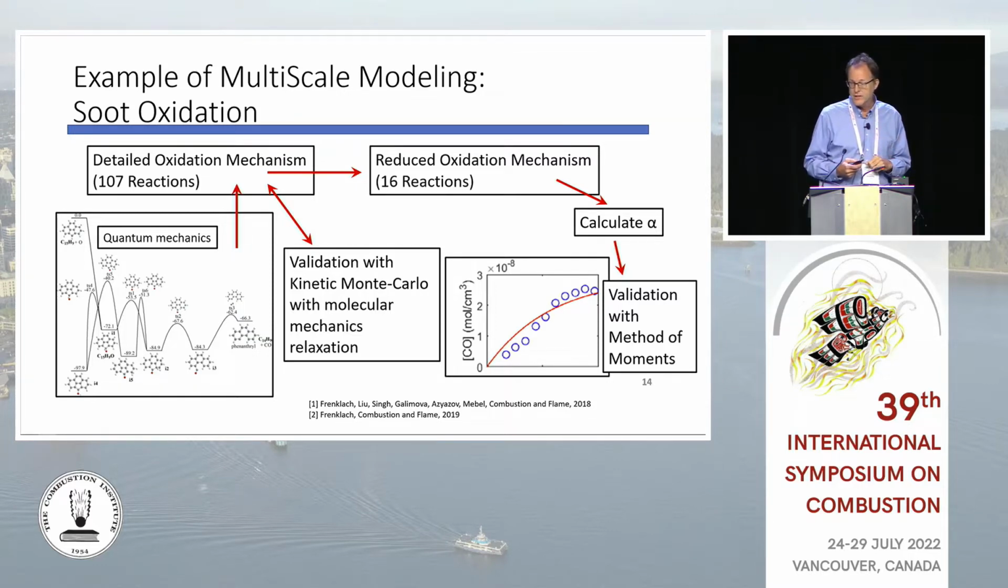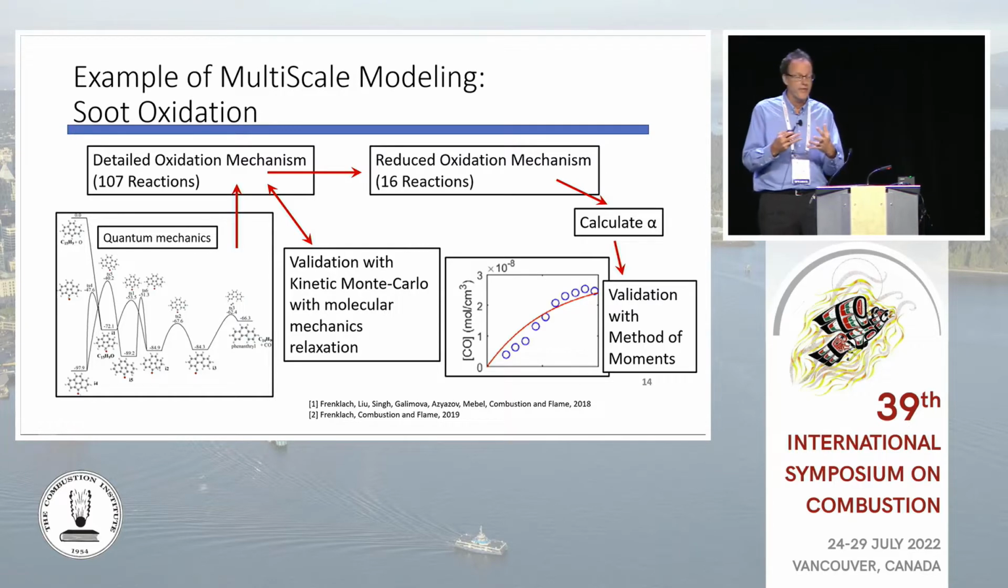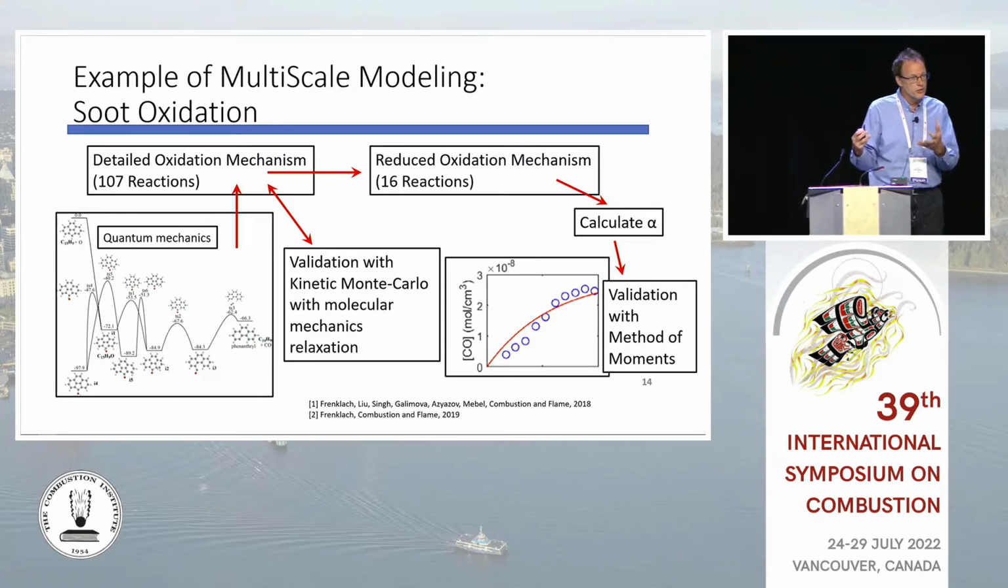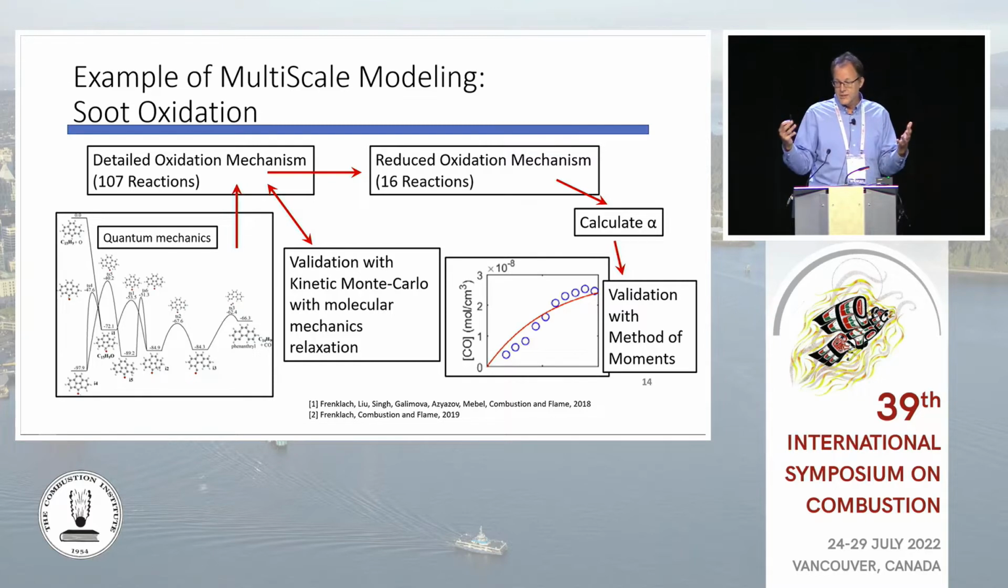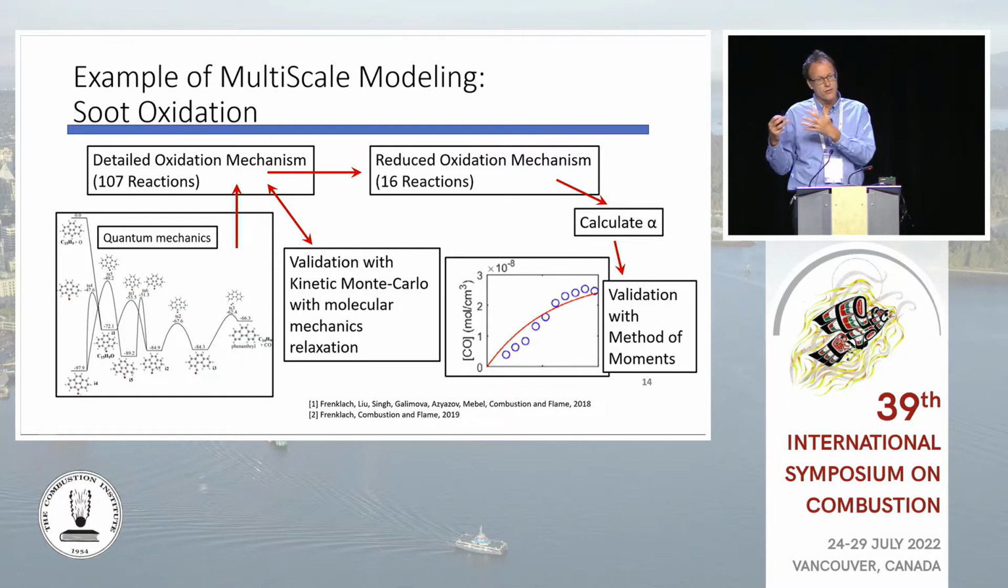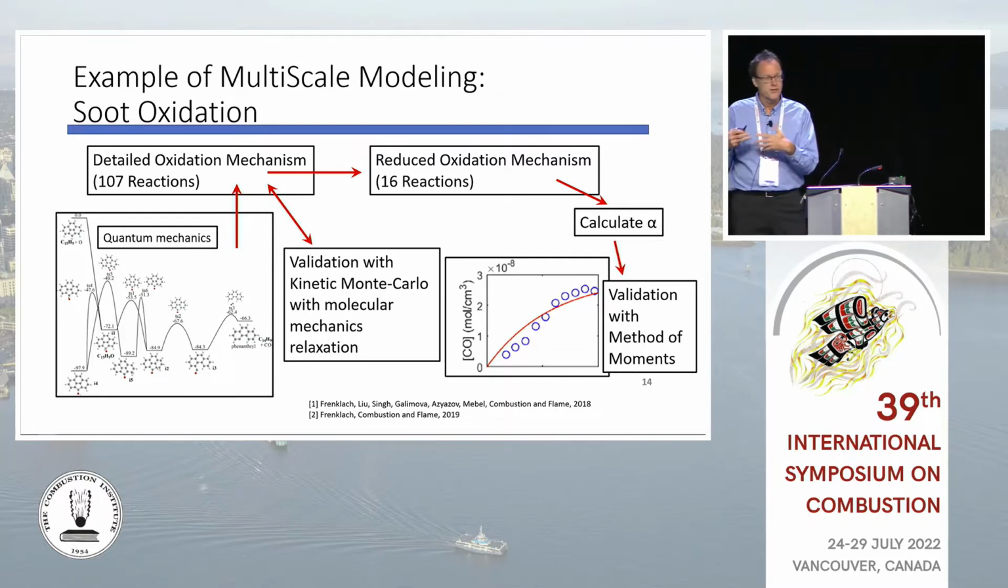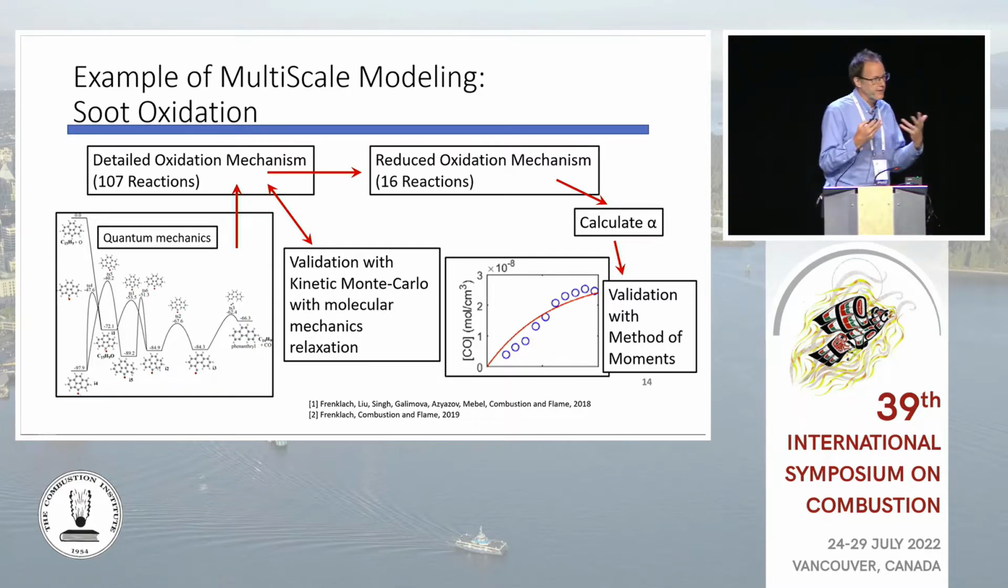They developed a detailed oxidation mechanism. They validated it with a Monte Carlo model, looking at interaction with particles. Then they reduced it, and they used the alpha to connect it with a method of moments model. So now you've connected to a model that can be easily used in continuum models. I think this is a nice image of what you can do. I think there's a lot of need, for instance, in the inception models, where there are a lot of proposals at the very smallest scales. But what we need to do is translate that into inception models that we could apply for flames at the continuum level.